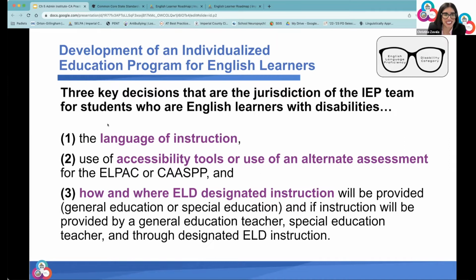And again, as an administrator, it really falls upon the team, or as an administrator, to ensure that just because a student does qualify for an IEP doesn't mean that those English learner services go away. That student is still required and entitled to continue to receive English language services and designated instruction.